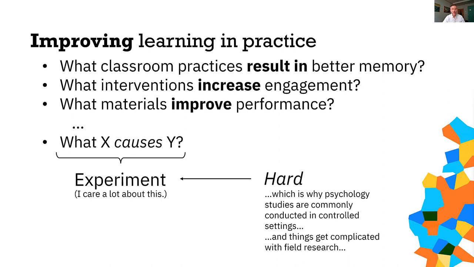What X causes Y? And I care a lot about the method that would be used to demonstrate that causal relationship. I think it's a general truth that experimentation is the best and most compelling method for demonstrating a causal effect out there in the world. It's not the only method, but it's pretty good. And experimentation is hard, especially in education. This is something that education researchers have been arguing for a long time.